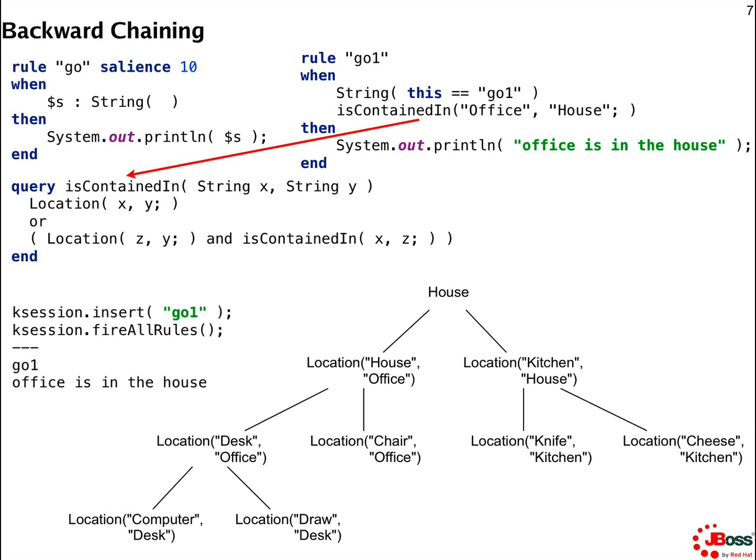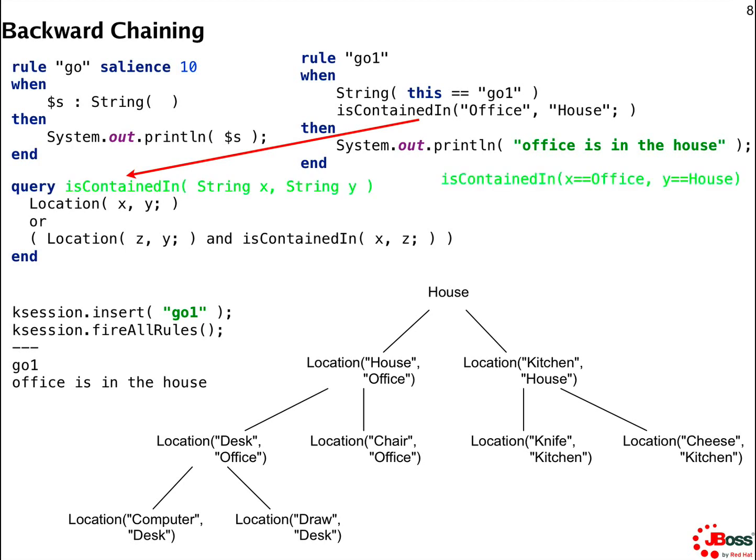Here you can see the GoOne being created, inserted into the engine, and fireAllRules called. The dashed line shows the separation and the actual output of the engine from the firing of the Go rule and the GoOne rule. So it says GoOne because that's been inserted. It has a salience of 10, ensuring it goes first. And then the rule matches.